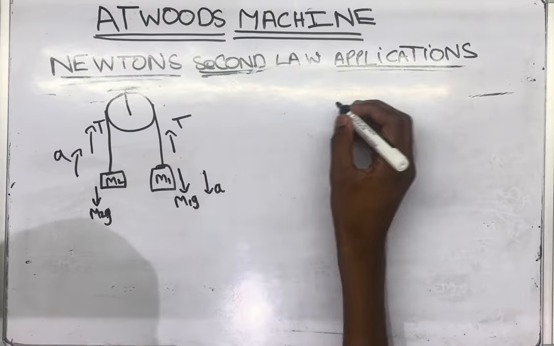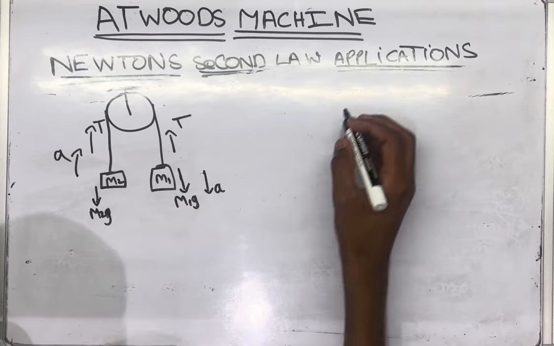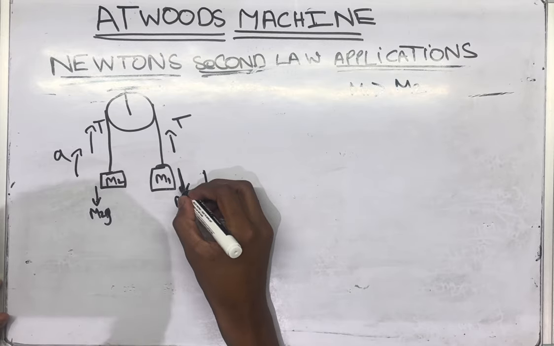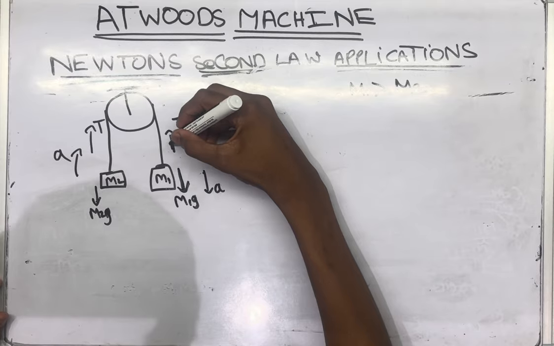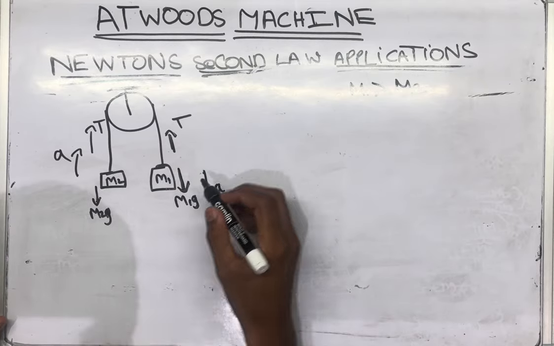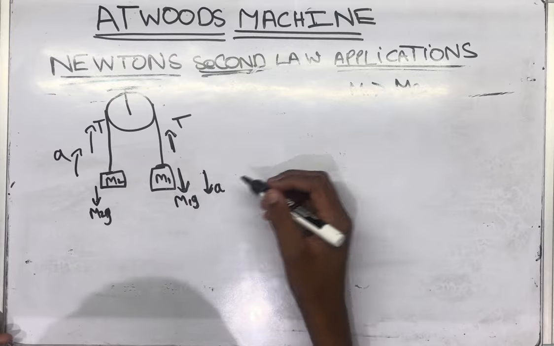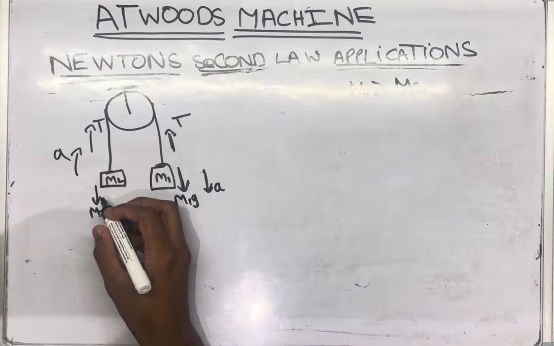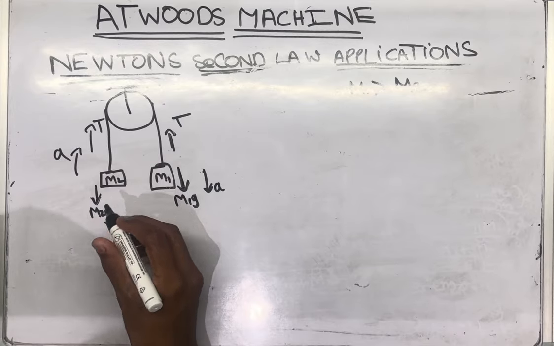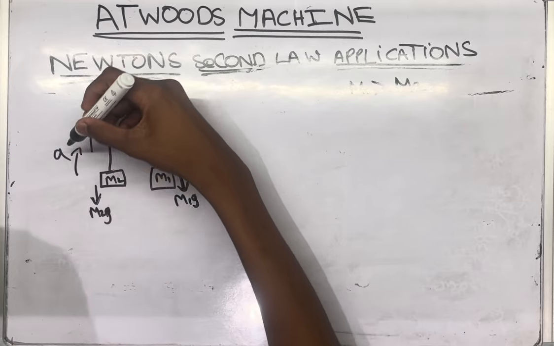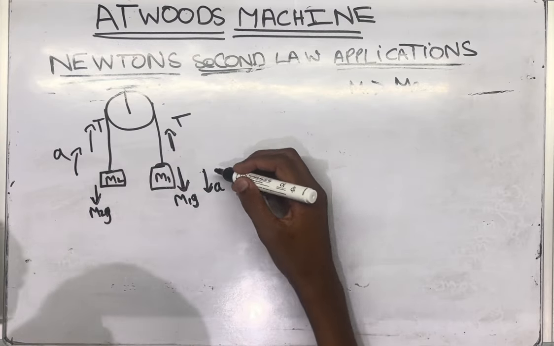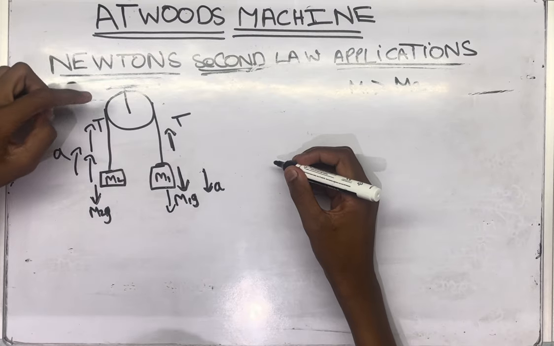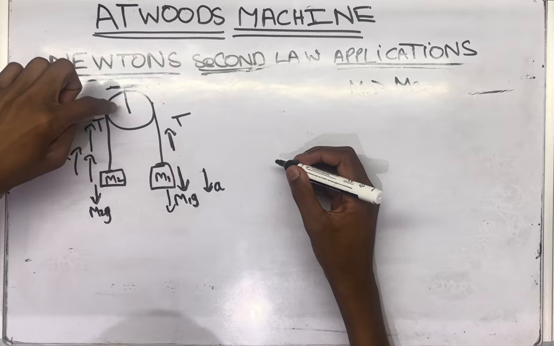So this is mass 1 and this is mass 2. M1 is greater than M2, and M1g is acting downwards and the tension is acting upwards. And acceleration is downwards because M1 is greater than M2. Now, mass 2 has M2g of weight acting downwards and tension upwards, and acceleration is going upwards because this mass is coming downwards and this should always go upwards. And we are considering the pulley to be massless and frictionless.